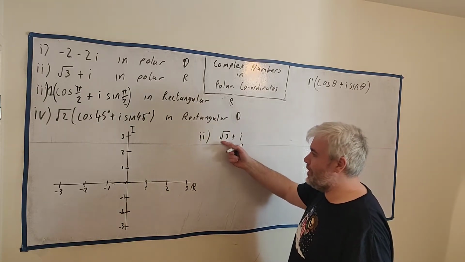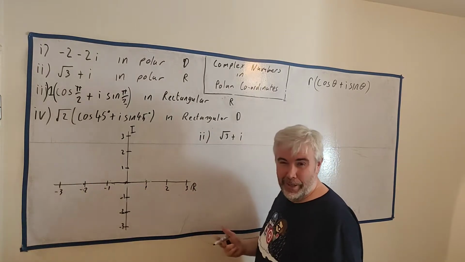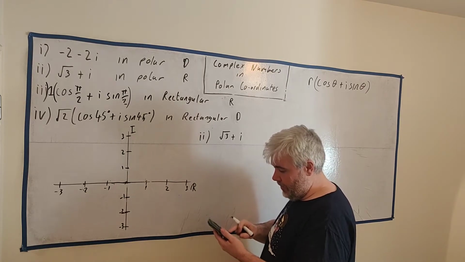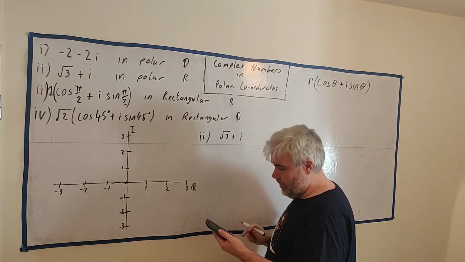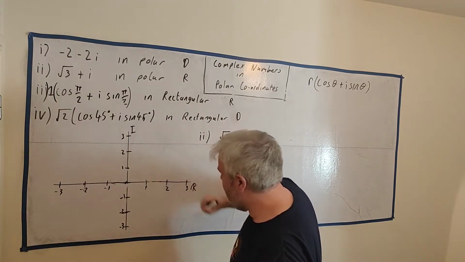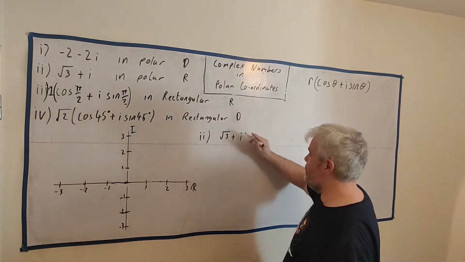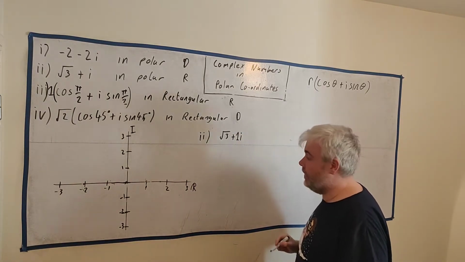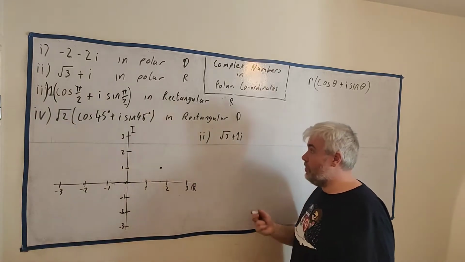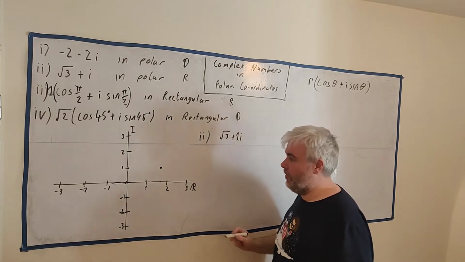Okay, so the same way we did before, let's draw this in. Square root of 3 is about, I don't know, 1.5, 1.6, but let's just double check what it is. Square root of 3 is 1.7, somewhere about here. And then 1. Remember, there's always a little invisible 1 in front of things like that. So we're about here. Here is where this number is. This is what this number looks like on an Argand diagram.